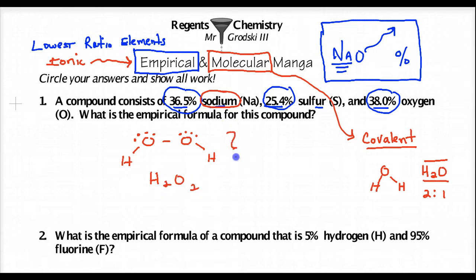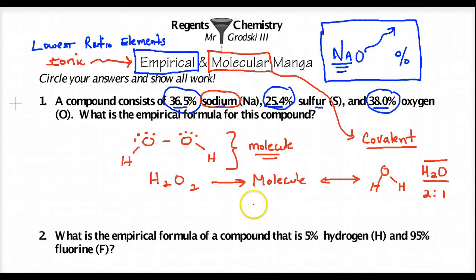Well, this, my friends, is a molecule. This is the actual particle that makes up this compound. So its molecular formula, which is the formula of how the molecule exists in nature, is H2O2. Now, its empirical formula, which is what we would find in lab, because if you're using percentages, you don't know exactly how many of each, you just would know the lowest ratio.